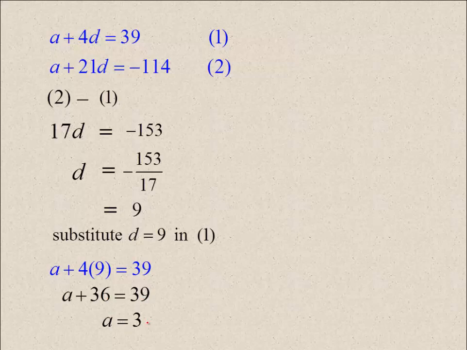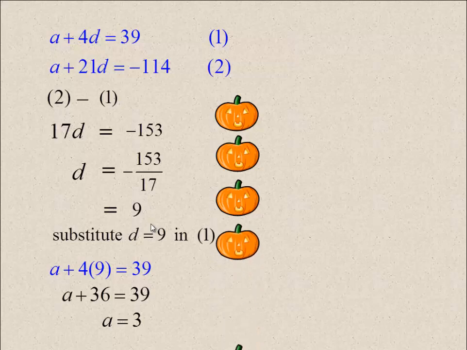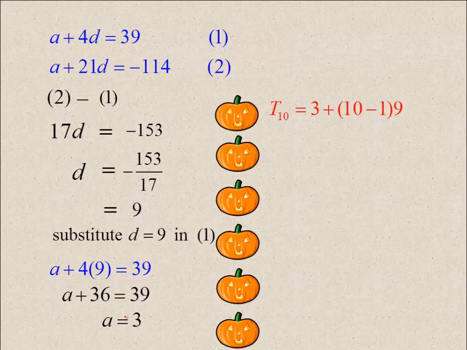Now, what do I have, guys? I have the first term and I have the common difference. If I'm going to ask you now, write down the sequence that I'm dealing with. The first term is equal to A. The second term is equal to 12 because it's plus 9. The third term is equal to 21, and on and on and on.